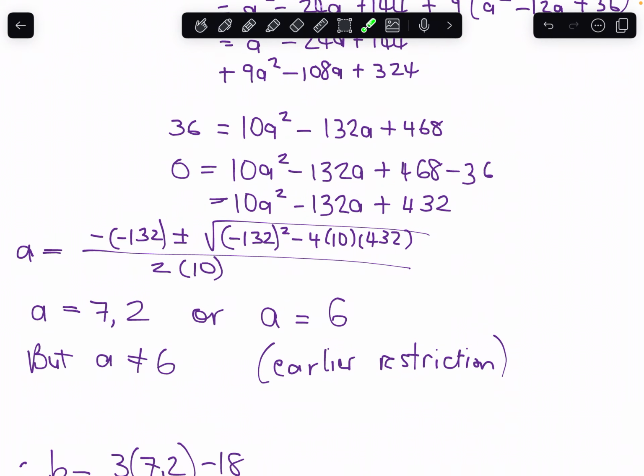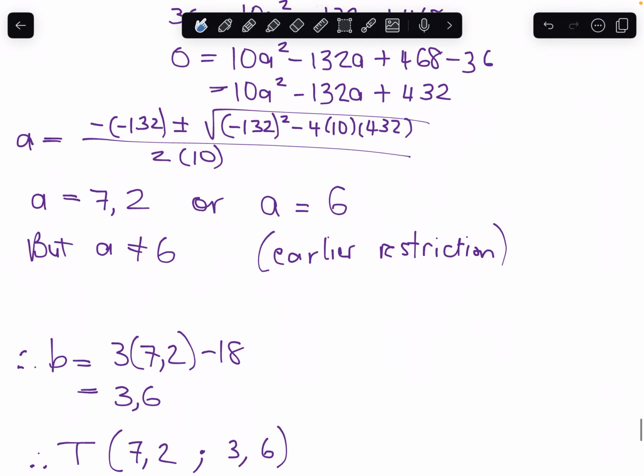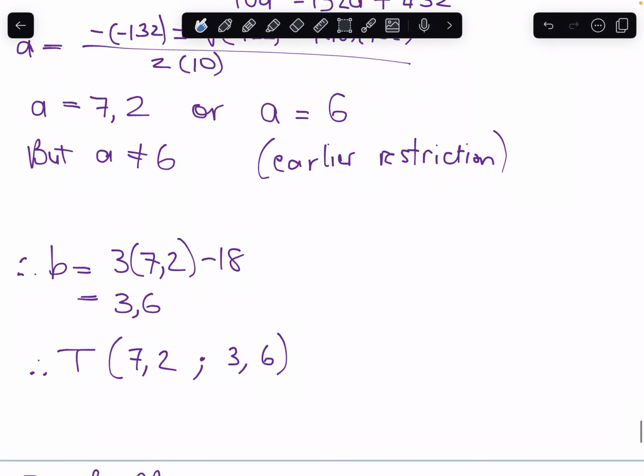Yes, sub it into the quadratic formula, so minus b plus or minus the square root of b squared minus 4ac, not to be confused with this a. And then 2 times a at the bottom. And those are the answers we got. And we eliminated this one because of the earlier restriction, but also it just couldn't be.